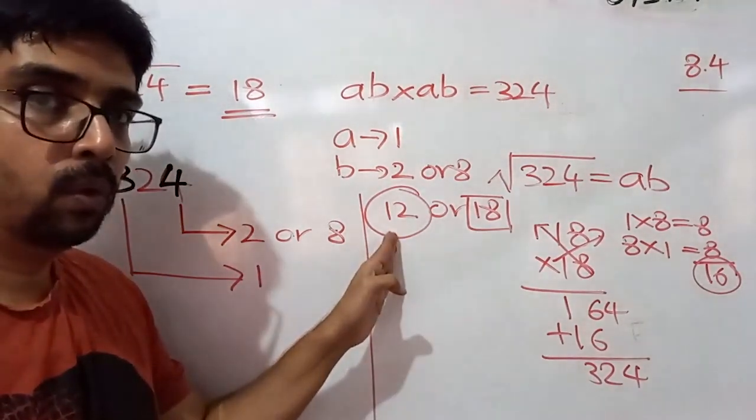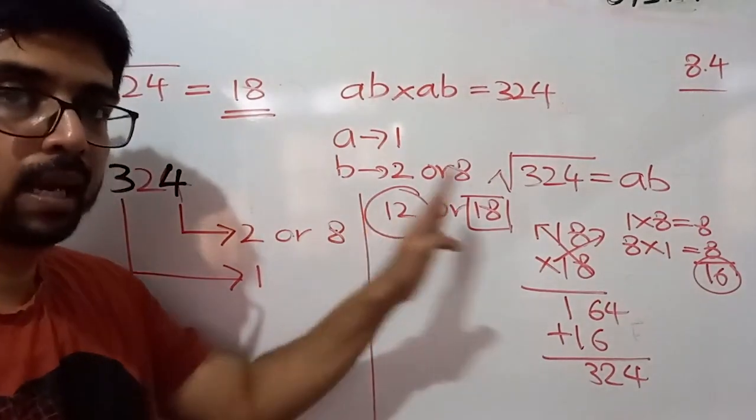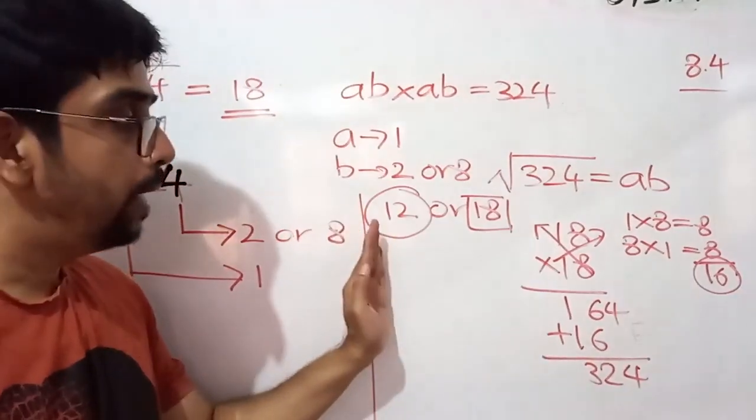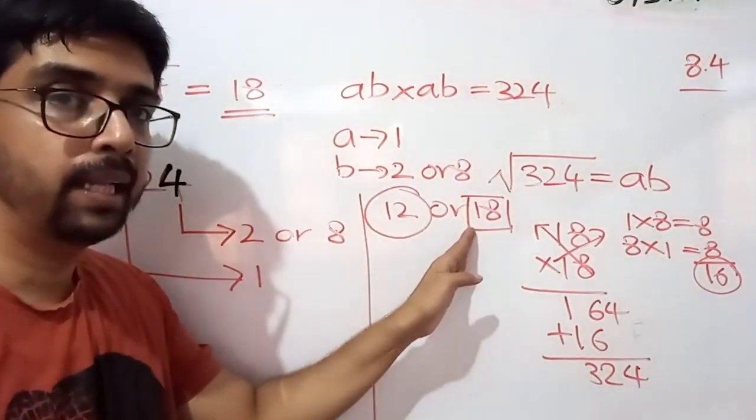We definitely know the square of 12 is 144, but from that we just cannot take the answer as 18.